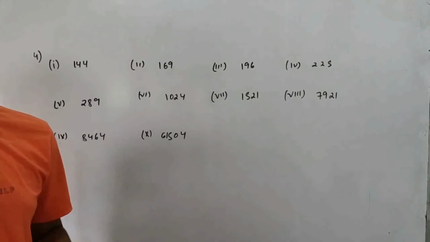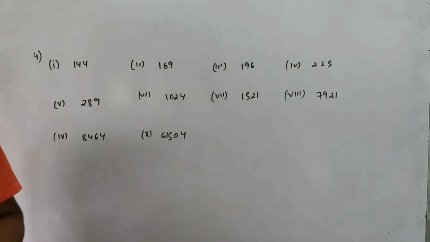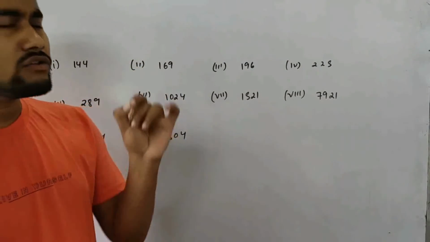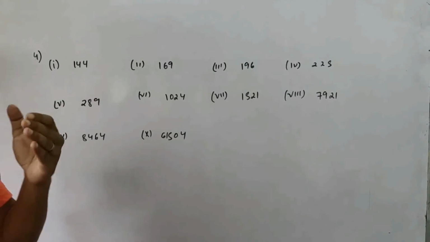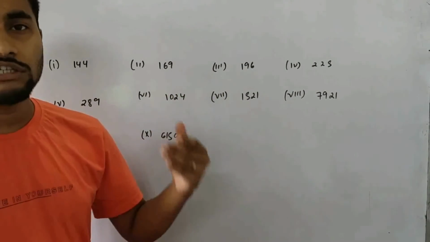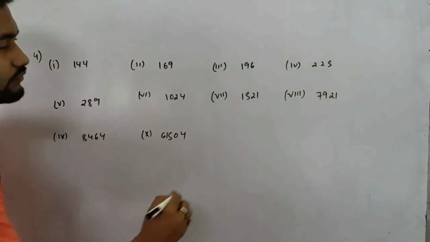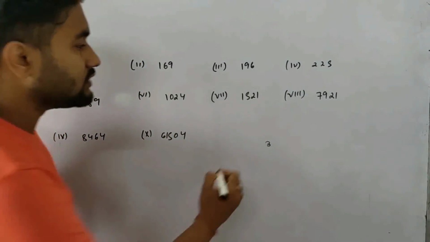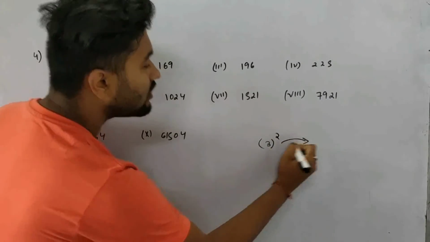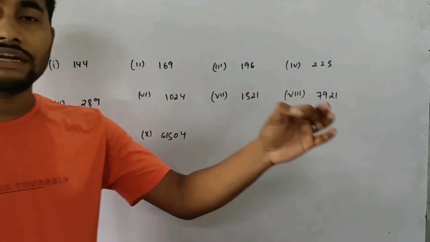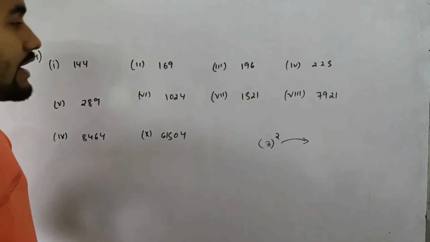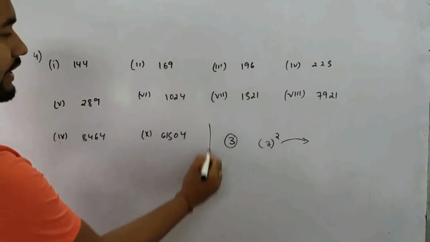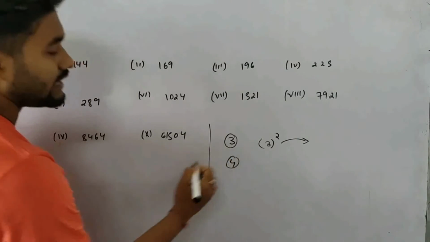Now what is the question? Which of the following numbers are squares of even numbers? Yes, the property will apply again: an even number's square is even. But the question is a little bit different. See the difference between question number 3 and question number 4. In question number 3 we were asked which number, if you square it, will give an odd number. That means we square the number and check whether the answer is odd or even.